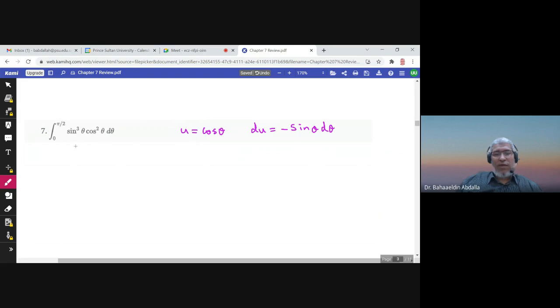To change the values, if theta is 0, how to find u? I write theta as cosine inverse u, and hence if theta is 0... no, there is no need, sorry. If theta is 0, I just put it here, and cosine 0 is 1. So if theta is 0, then u is 1. And if theta is pi over 2, cosine pi over 2 is 0.